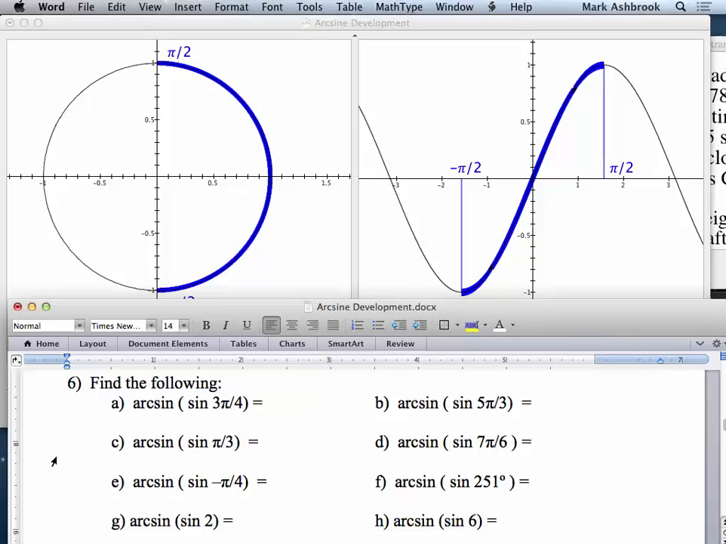So what did you get for F? Negative 71 degrees. Can you explain what's going on there? Is that what you got, Molly? So what's happening? 251. What quadrant's that in? And are we closer to the top of the quadrant or the bottom? Okay, because we're 19 degrees away. So maybe 19 degrees, like this.